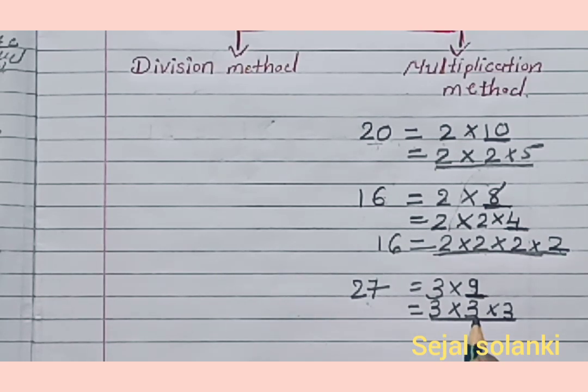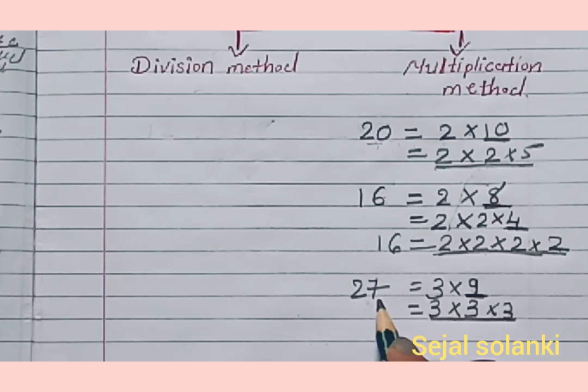So 3 into 3 is 9, and 9 into 3 is 27. So these are the prime factors of 27: 3 into 3 into 3.